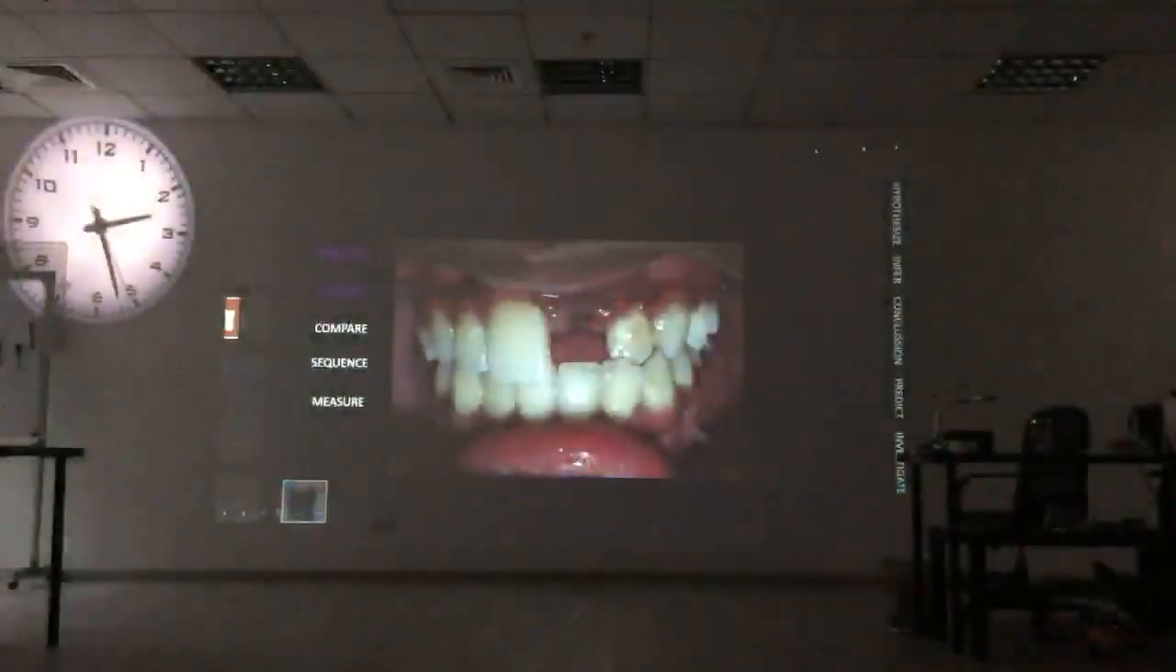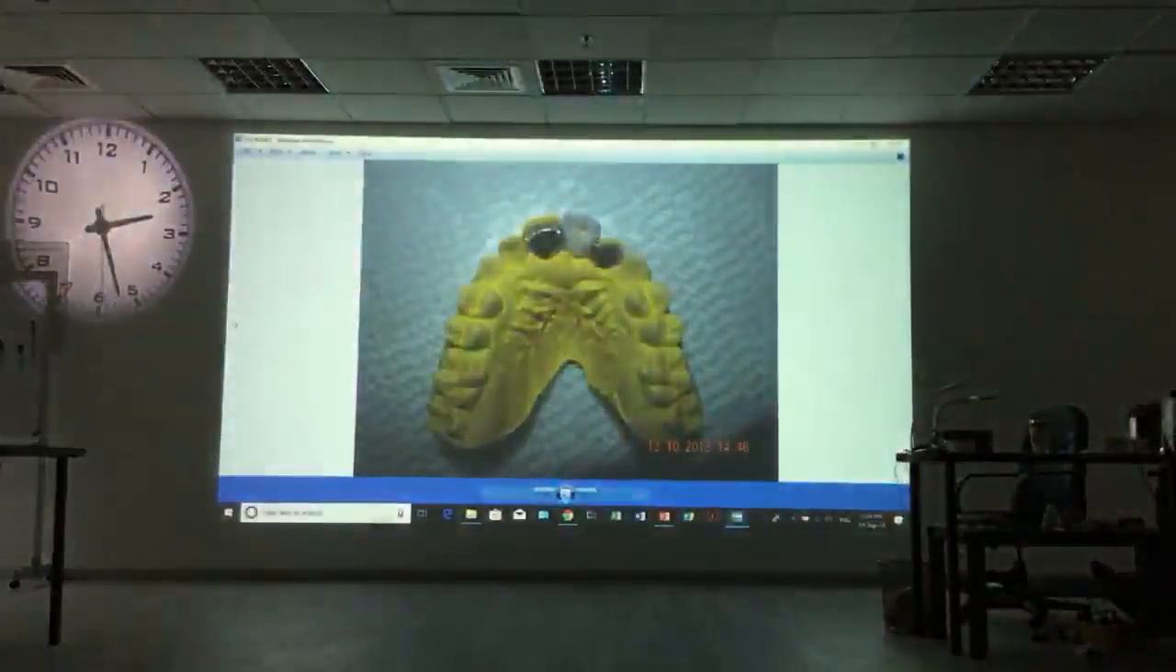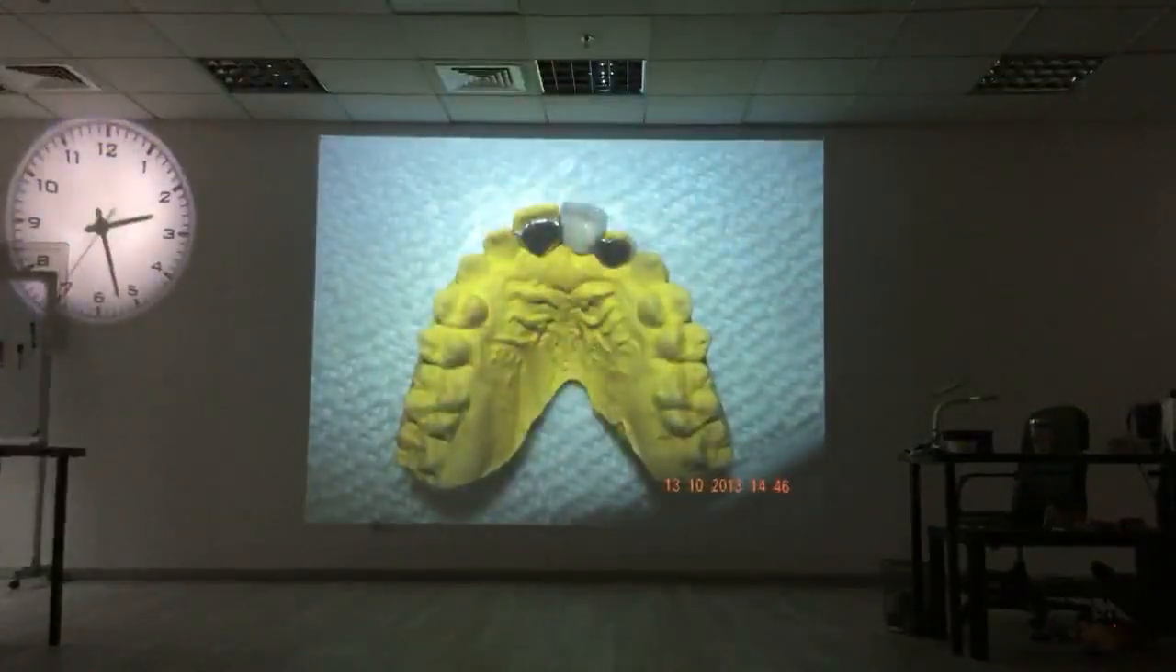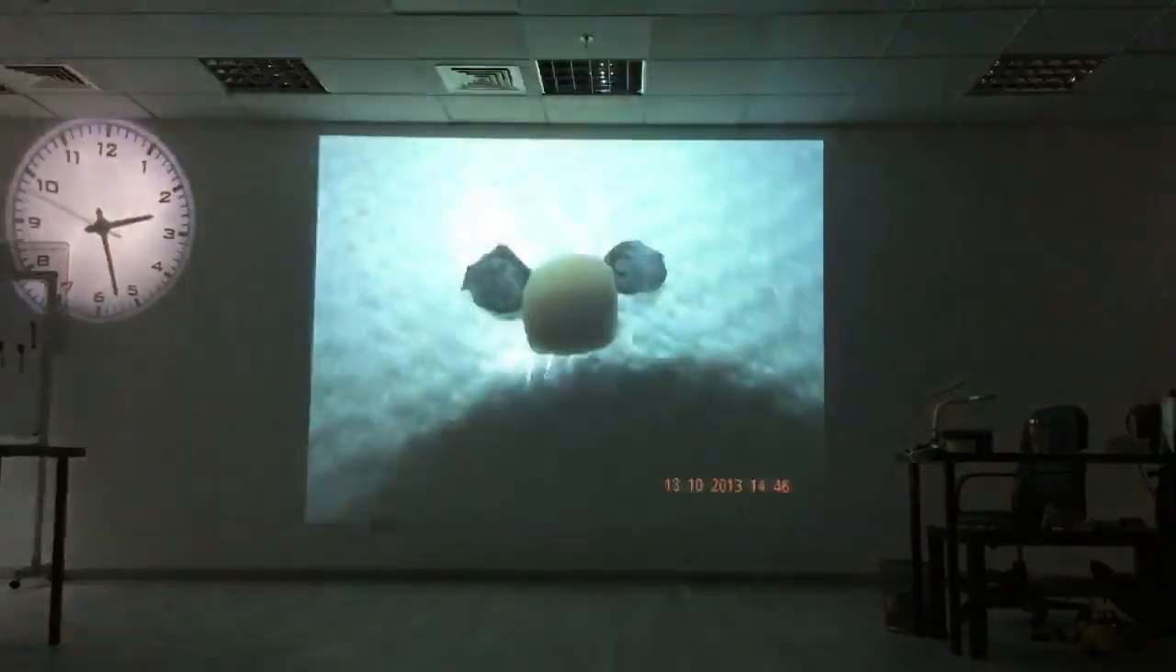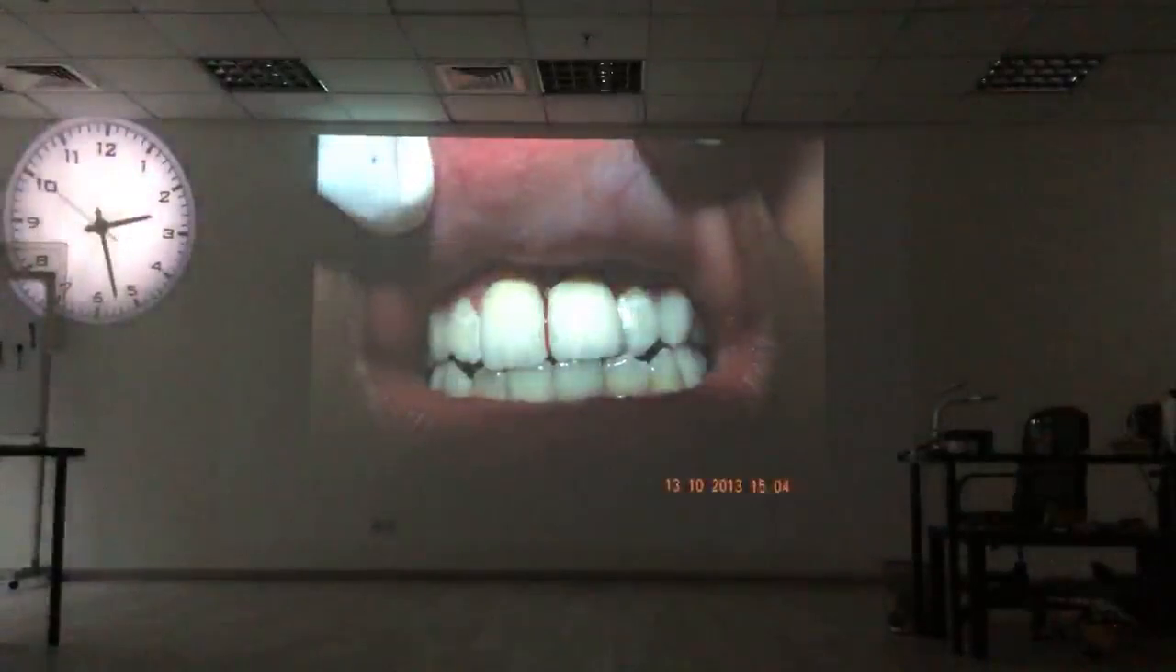Let us look at what we tried to do for her. We tried to do the traditional way because she was 12 and we expected her to grow taller. And we read the articles which say implants are only for 18 years old. So we did that, and this is the Maryland Bridge. We cemented it.